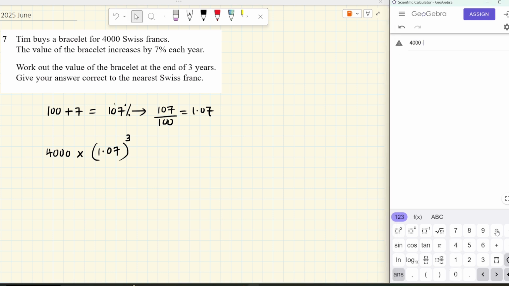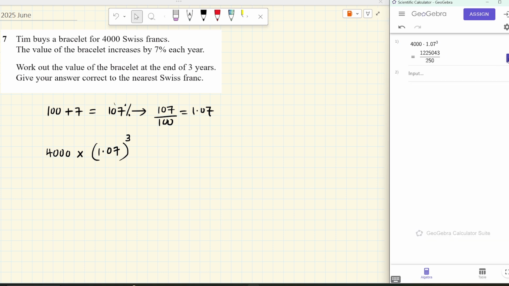Then we put this in the calculator. 4,000 into 1.07 to the power 3. That is 4,900.172. So they ask the answer to the nearest Swiss franc. That means whole number. So up to here. After that it is 1. So the answer is 4,900.